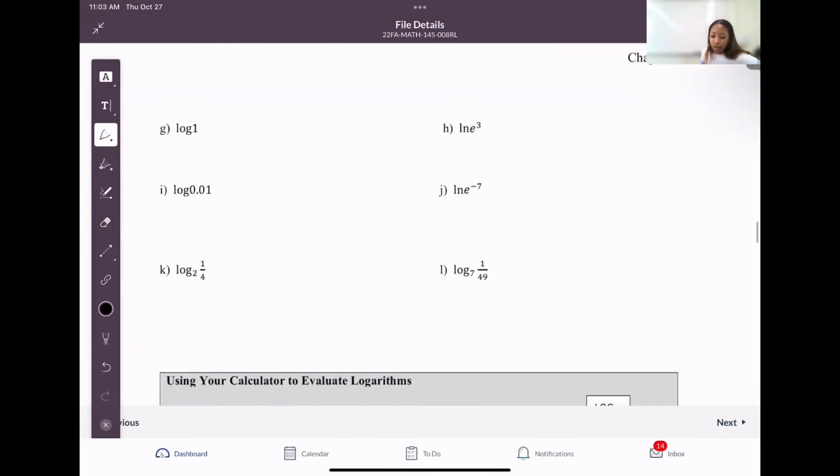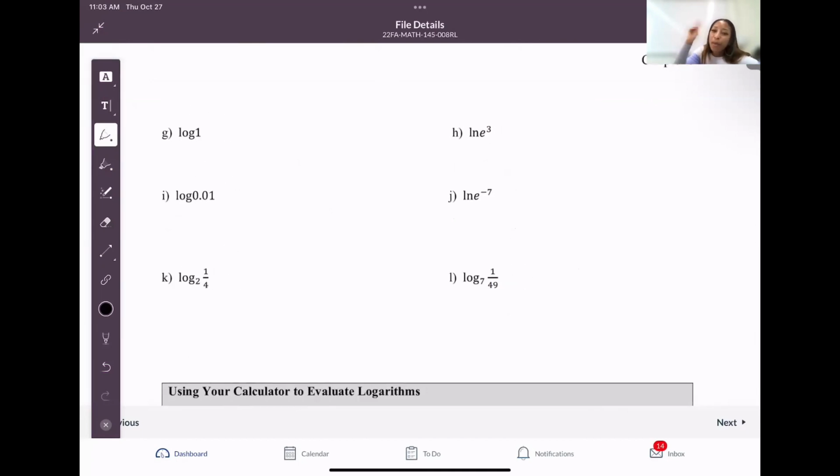All right, 6 more of these, and then we get to my favorite part, which is the point. We're learning about these logarithms so that we can solve exponential equations. We're going to get to that in just a second.